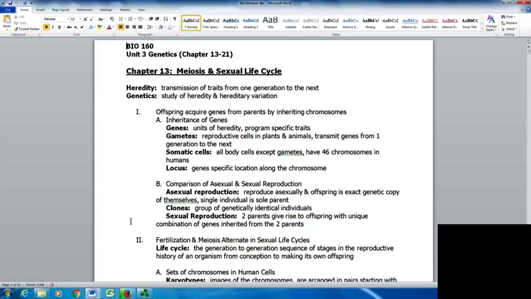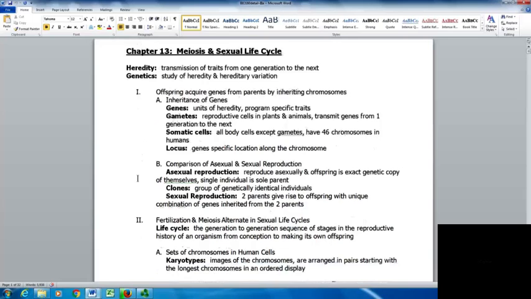Your gametes are the reproductive cells in the plants and animals, the sperm and the egg. They'll transmit genes from one generation to the next. Your somatic cells are all the cells in the body except the gametes. In humans, these are going to have 46 chromosomes. And the locus refers to the specific location of the gene along the chromosome.